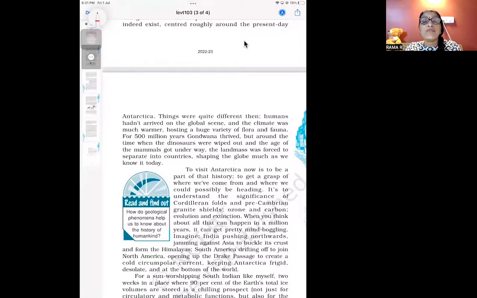But around the time when the dinosaurs were wiped out and the age of mammals got underway, मतलब dinosaurs गए और उसके बाद हम mammals, the milk giving ones, के बच्चे हो. The landmass was forced to separate into countries. मतलब it was after these events that the land in Gondwana broke out due to the volcanic eruptions inside the crust.